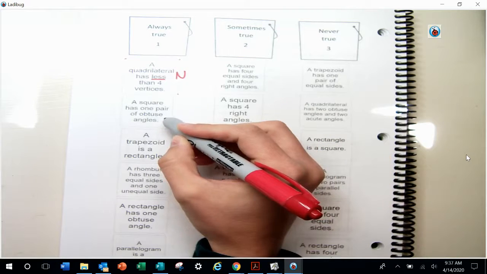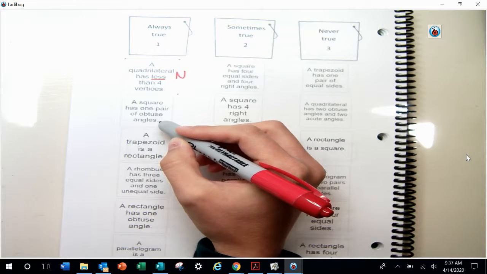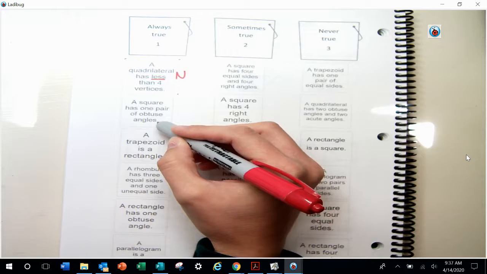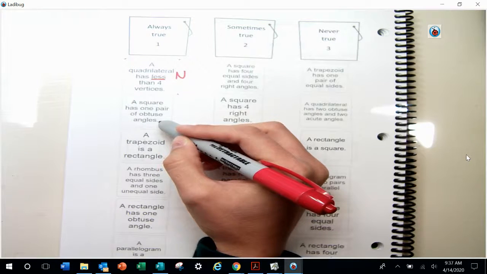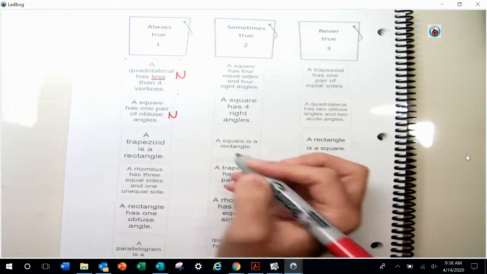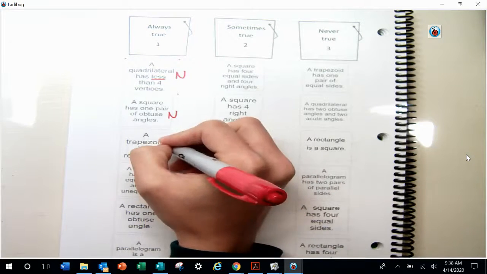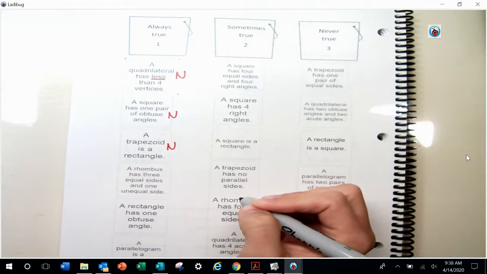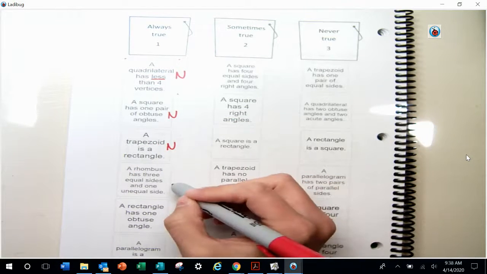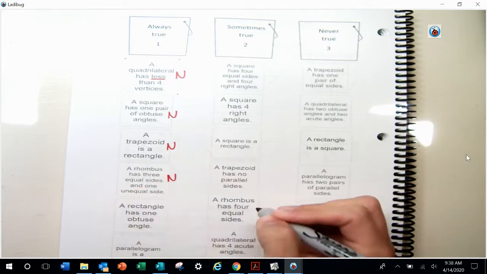Okay, a square has one pair of obtuse angles. Remember, obtuse meaning bigger than 90 degrees. A square by definition has 4 90-degree angles, so this is never going to be true. A trapezoid is a rectangle. Well, this is never going to be true. Okay, never going to be true. A rhombus has 3 equal sides and 1 unequal side. A rhombus by definition has 4 equal sides, so this is never going to be true.